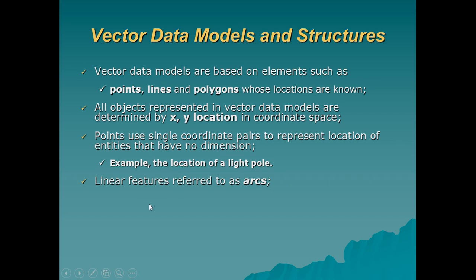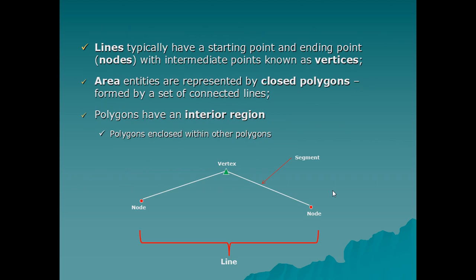Additionally, we take note as well that our linear features are represented as arcs. So linear features or line features, what do we mean by arcs? Let's take a look at this now. Lines typically have a starting point and an ending point when using the vector data model. Those starting and ending points, we call them nodes, and in between those points we can have other intermediate points, and we refer to them as vertices.